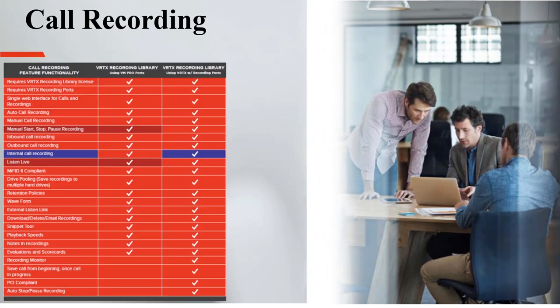From a feature comparison, it's very similar. Some slight differences. Voicemail Pro. Okay, this is recording library using Voicemail Pro. Doesn't have that recording monitor. That's that click to listen live. You can't save the call from the beginning. So, oh, I should have been recording this call. It's not buffering. Vertex can do that. It's also PCI compliant with an API to automatically stop the recordings, which you see there.